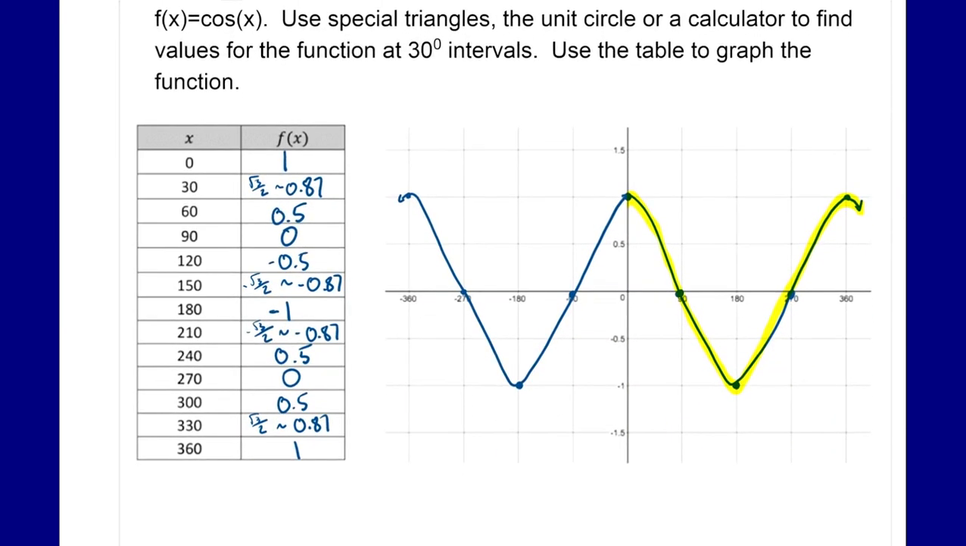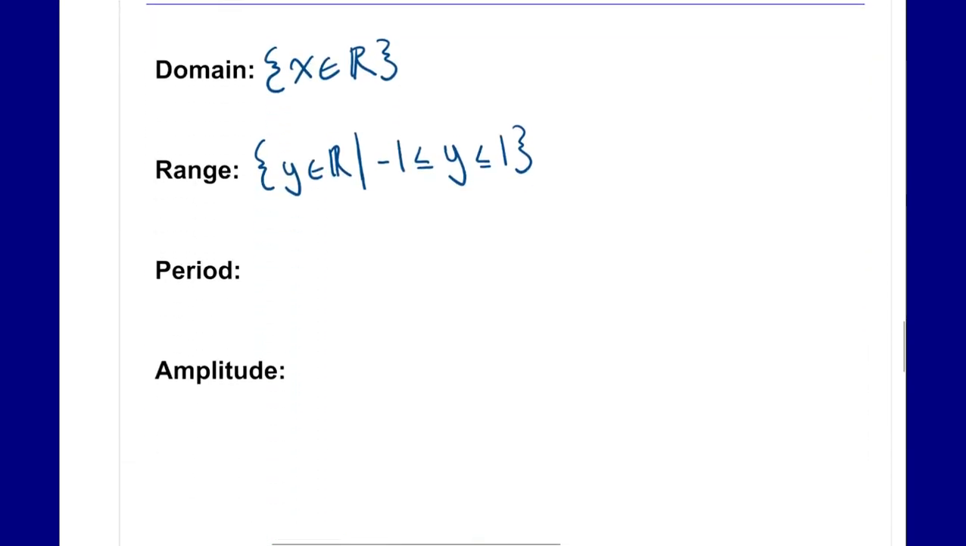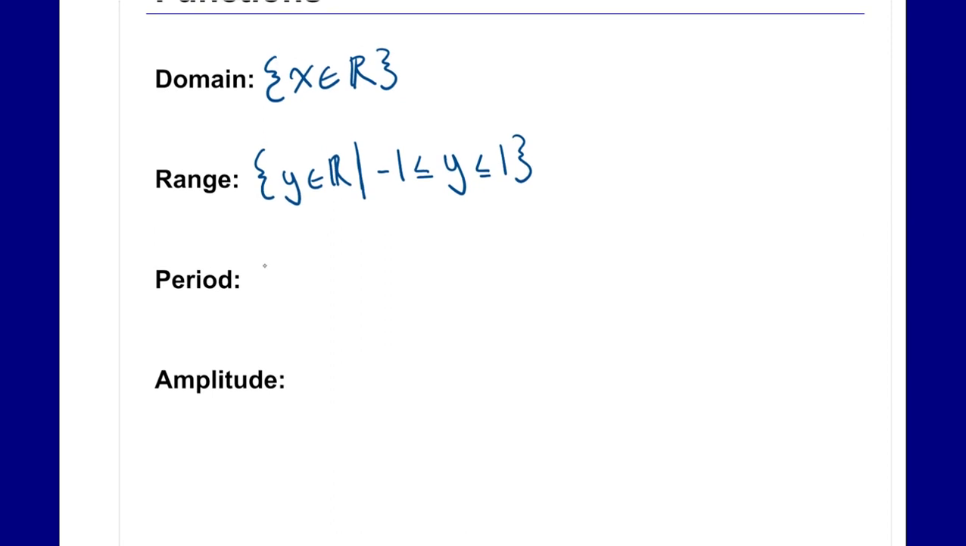Here it's 0 to 360, which makes sense if we're dealing with angles in a circle or a unit circle, right? One full revolution is 360, and if I was to go beyond 360, I'm starting to repeat my angles or my values. So my period for the sine and cosine functions is 360 degrees.